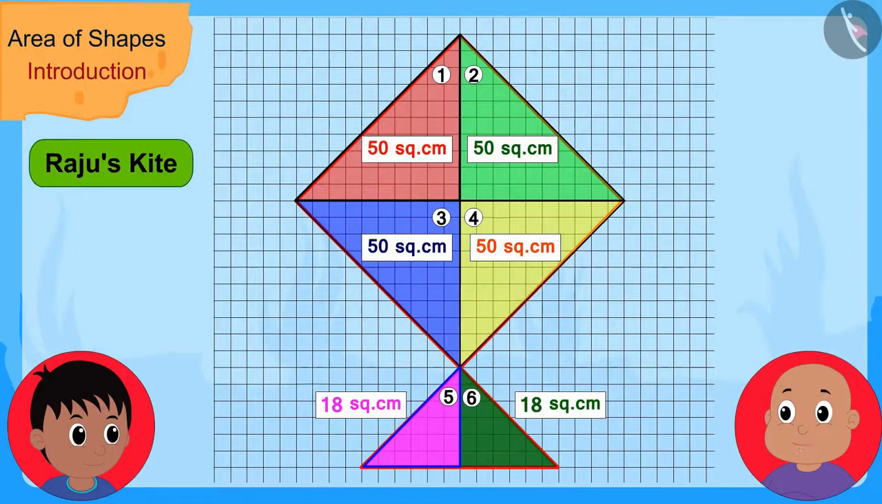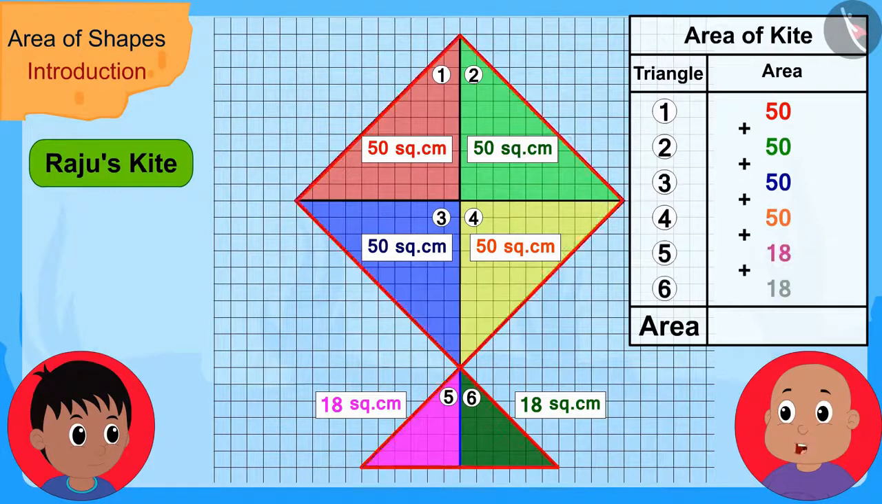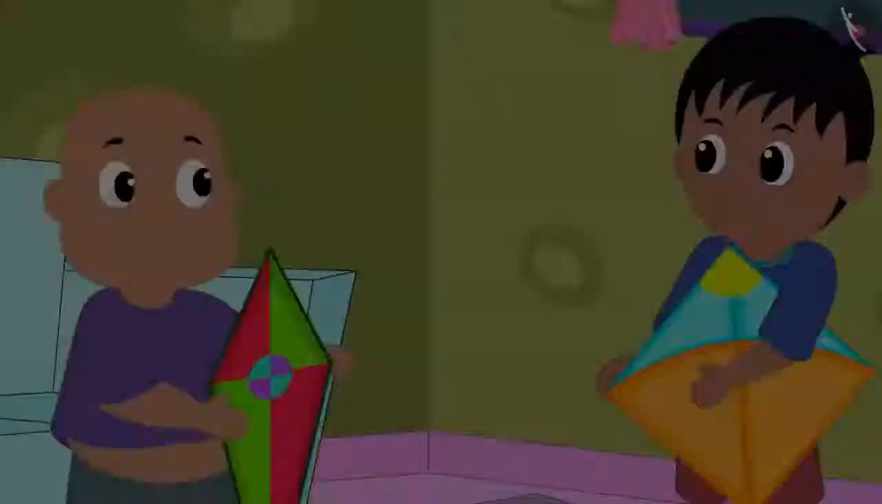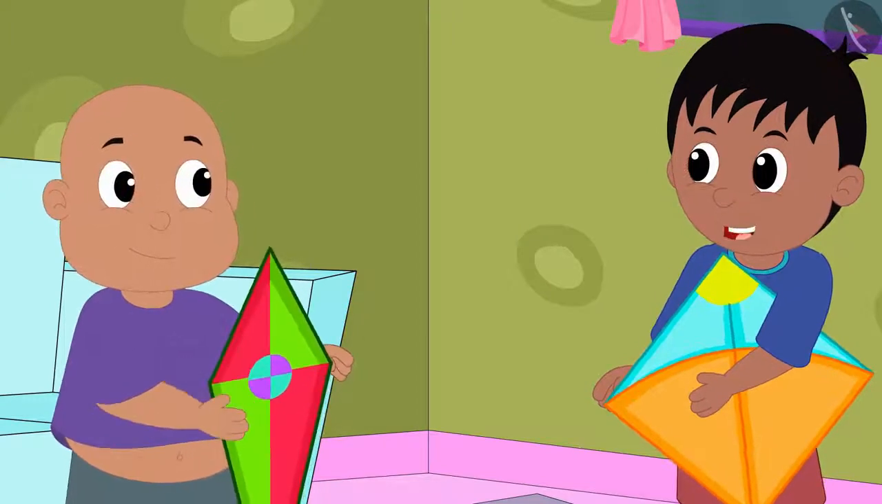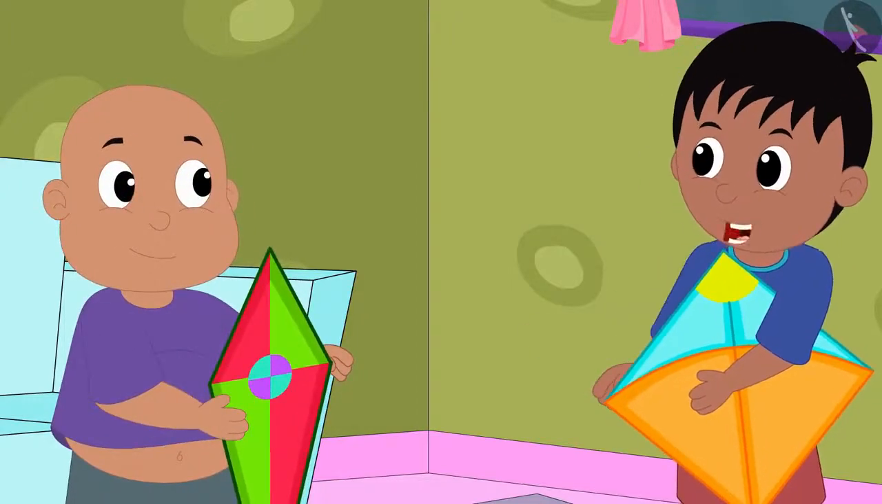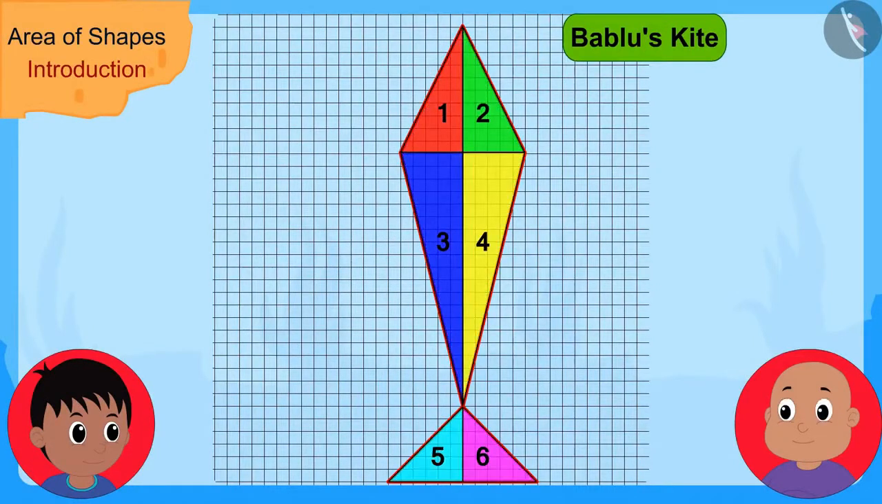Now finally, we just have to add the area of all these triangles and we will know the area of your kite. In this way, the area of your kite is 236 square centimeters. Bablu explained to Raju. Oh wow, Bablu, this is very easy process. Let me use it now to find the area of your kite. Having said this, Raju drew such a triangle in the outline of Bablu's kite.